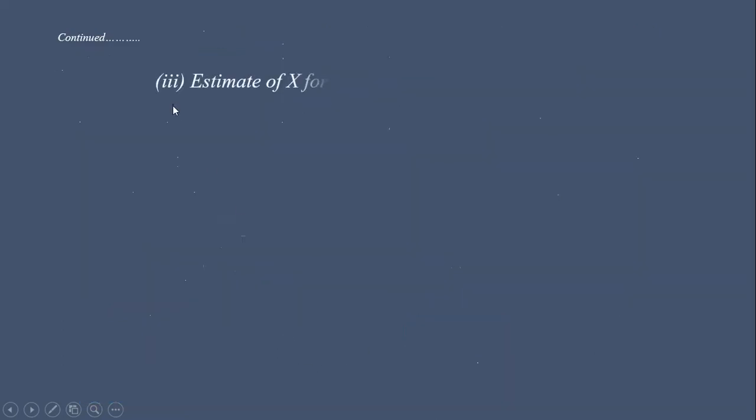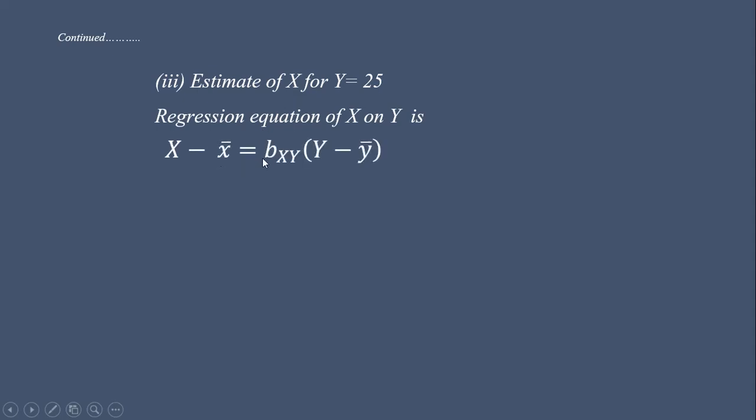Now third, the estimate of x for y is equal to 25. The value of y is given and we want to find x. So we have to use the regression equation of x on y, that is x minus x bar is equal to bxy into bracket y minus y bar. Now the value of x bar is given, y bar is given, bxy is given, and y is also given. Here y is 25. So 1, 2, 3, 4, these four things are given. We want to find x. Only we have to substitute these values here and we can find x.